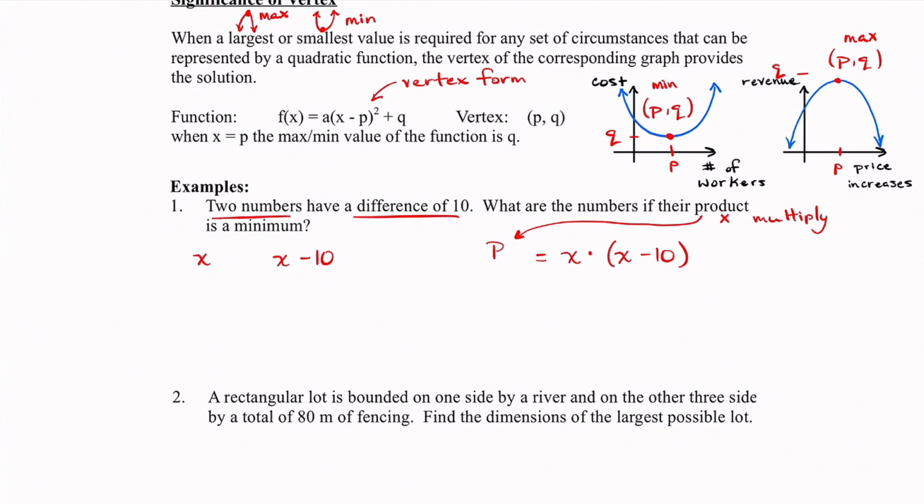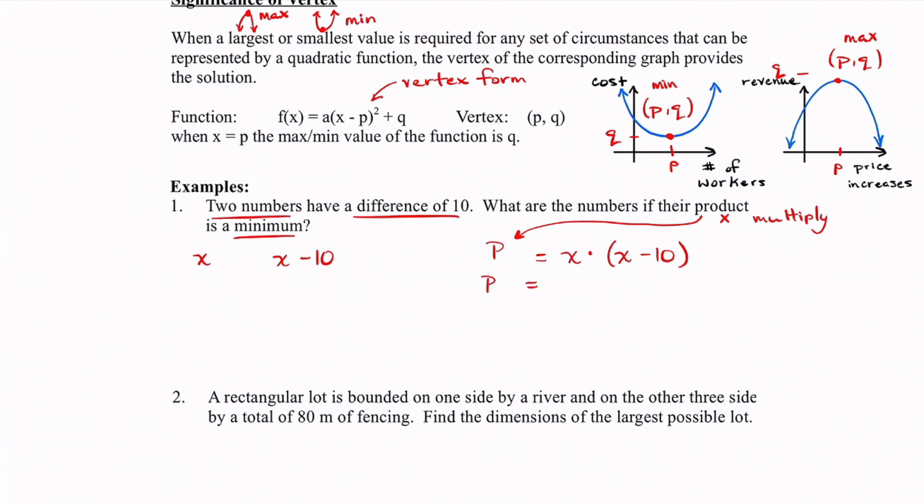So that's my function, and I want to find the two numbers that will give a minimum product. So what I would like to find is, kind of like on this graph that I had up here, I want to find that minimum point. And that minimum point occurs at the vertex, so I want to find the vertex. So I want to convert this into vertex form, and we did that in our last lesson on completing the square. So we're going to complete the square to find the vertex.